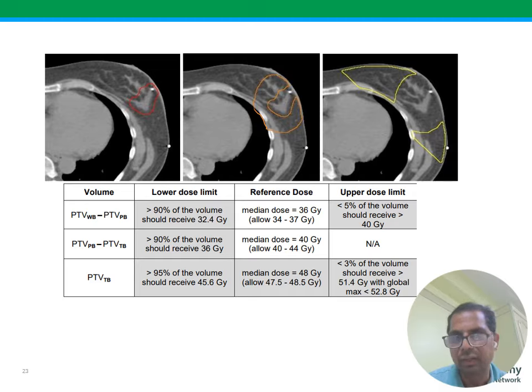And they defined less than 3% of the volume should receive greater than 51.4 gray, and global maximum 52.8, which I showed. So they were very stringent with dose homogeneity in terms of where to have the hotspot and how to define the coverage for different risk volumes.